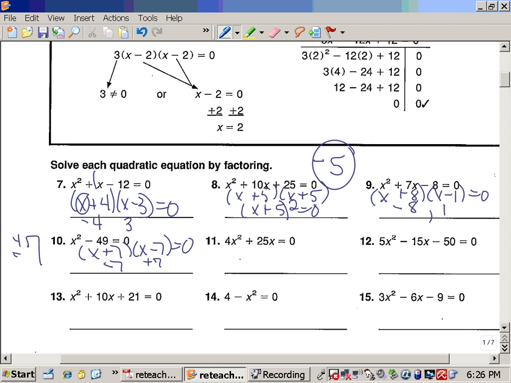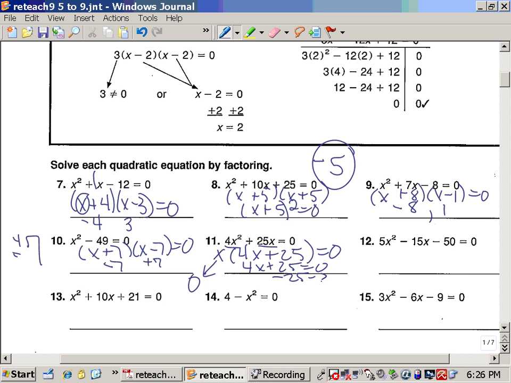Number 11, there's not a C value, so I can't multiply to give me one thing and add to give me the middle term. But I do notice that both of these have an x in common. So I'm going to greatest common factor an x out. That gives me x, and in the parentheses is going to be 4x plus 25. Now if you remember, this x right here will give me a 0. And for the second term, I have to take 4x plus 25 equals 0.